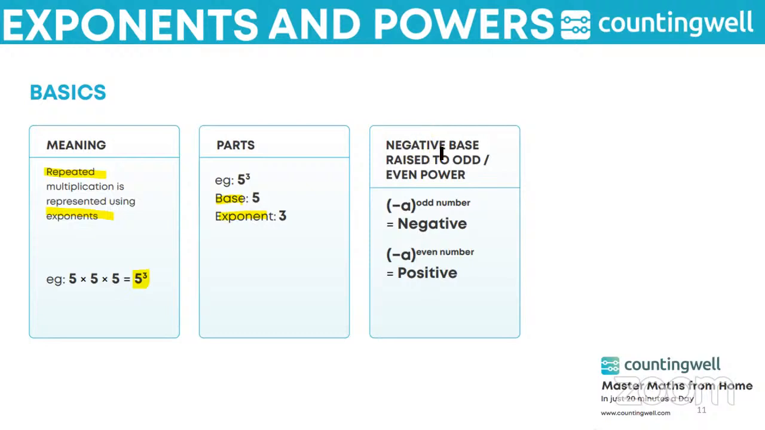Let us see what is negative base raised to odd or even power. Whenever you have a negative base and it is raised to an odd number, you will get a negative number as a resulting product. And in case of negative base raised to an even number, you will get a positive result.